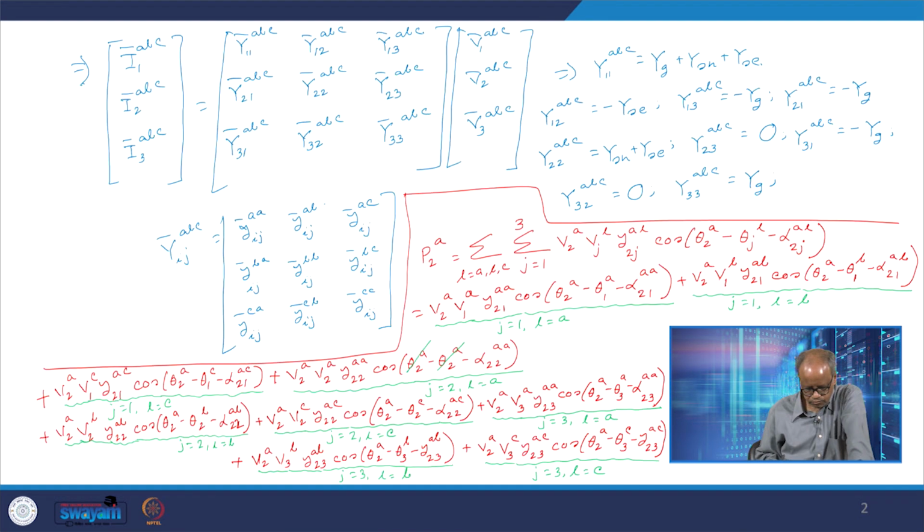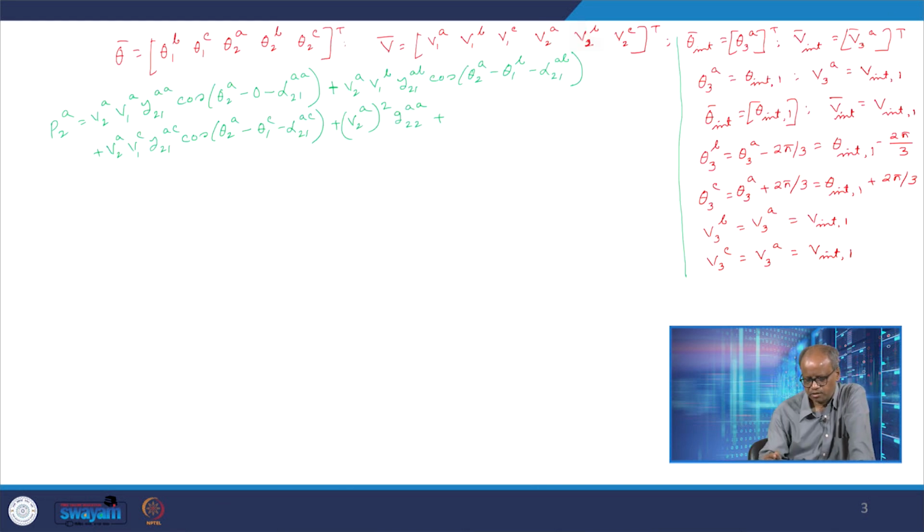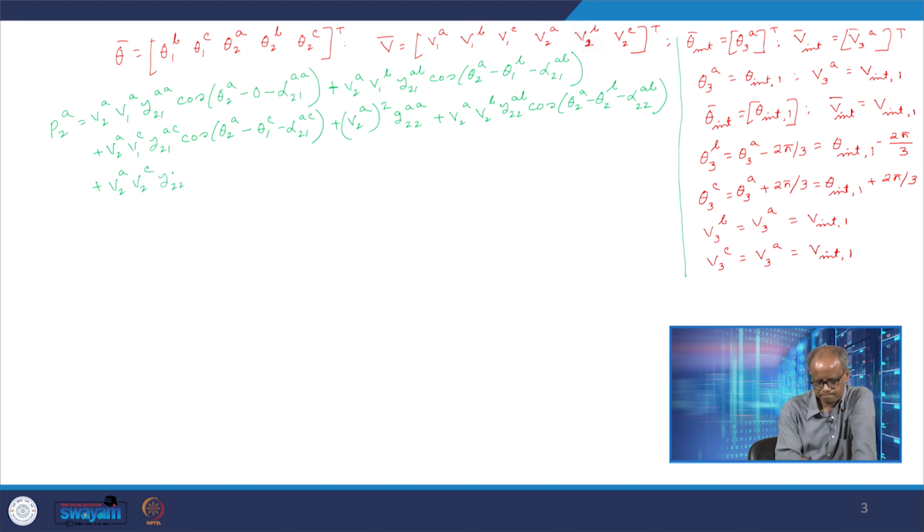then V2A V2B Y22AB cosine of theta 2A minus theta 2B minus alpha 22AB, plus V2A V2C Y22AC cos of theta 2A minus theta 2C minus alpha 22AC.